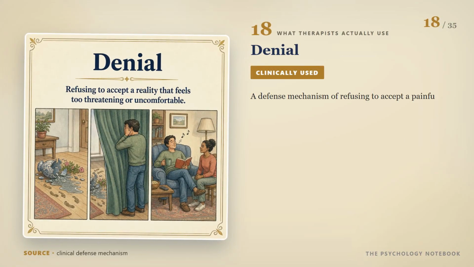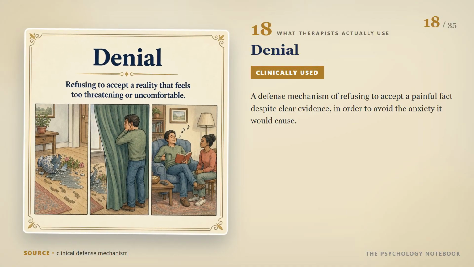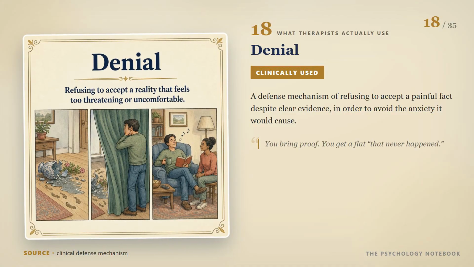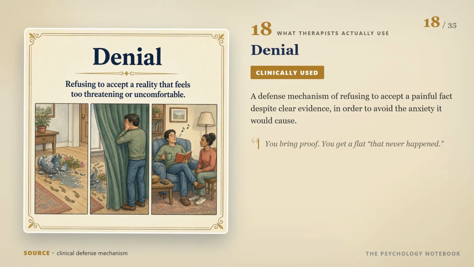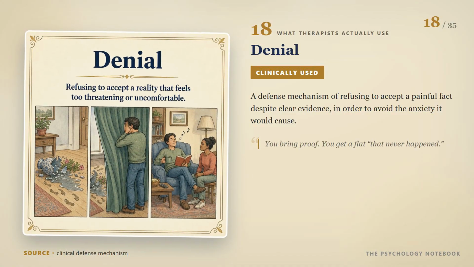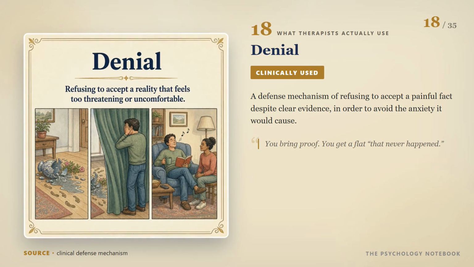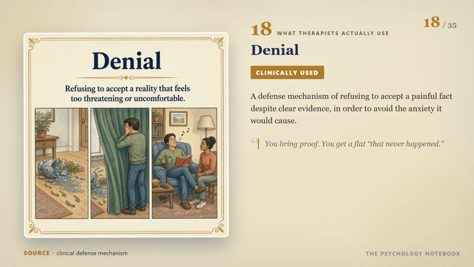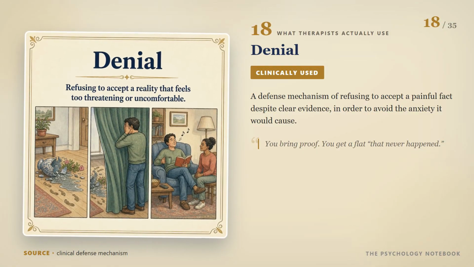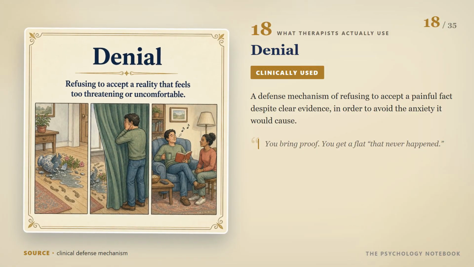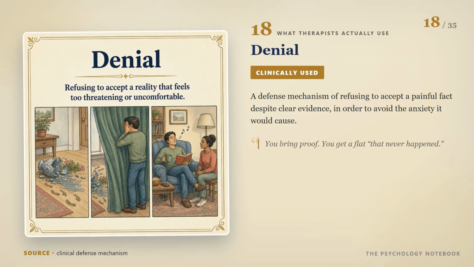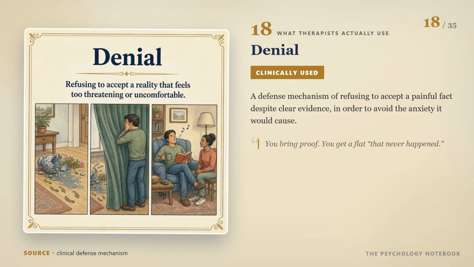18. Denial. The next term is denial. Denial means refusing to acknowledge a reality that feels too uncomfortable or costly to accept. Let's say you bring evidence and expect an explanation. Instead, you get a flat response. "That never happened." Sometimes denial is deliberate. Other times, it can work as an unconscious defense. That is why we still have to consider the context.